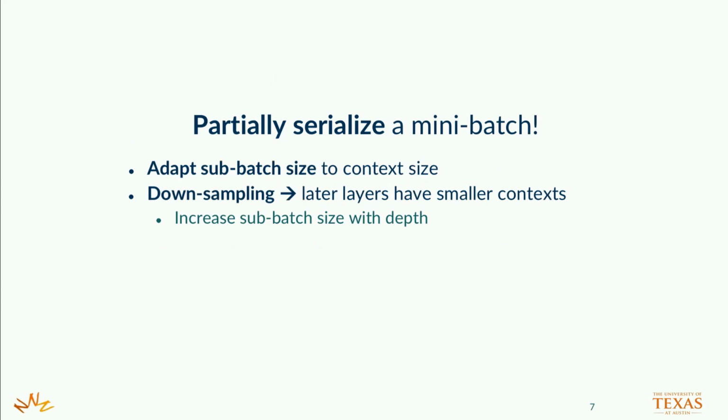Our proposed mini-batch serialization mechanism, which I call MBS, partially serializes the mini-batch by adapting the size of the sub-batch for different layer contexts. This is based on the fact that CNNs have many downsampling layers. So basically, the later layers have a small volume of feature maps. So we increase the size of the sub-batch for the later layers. This can increase the data parallelism and also the intra-layer weight reuse for the later layers.